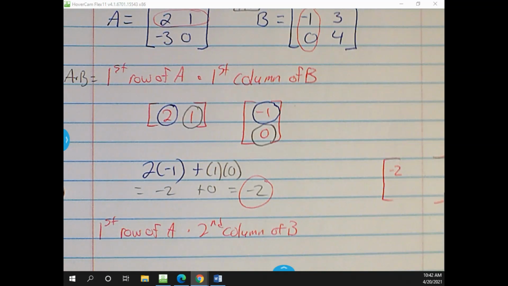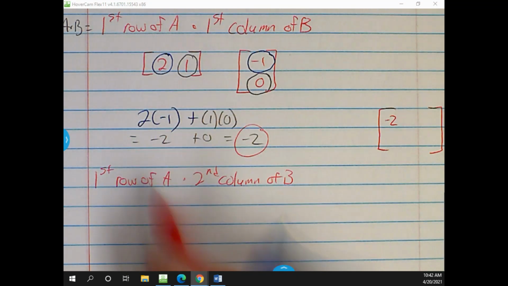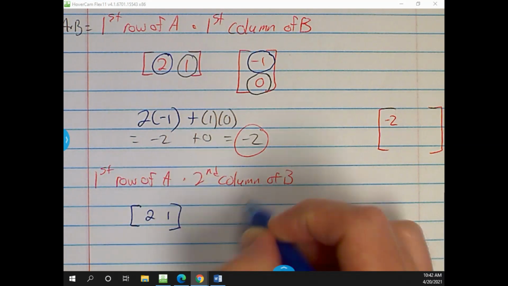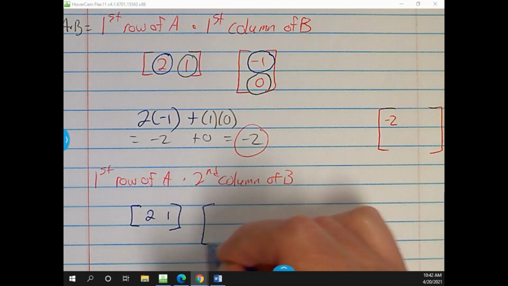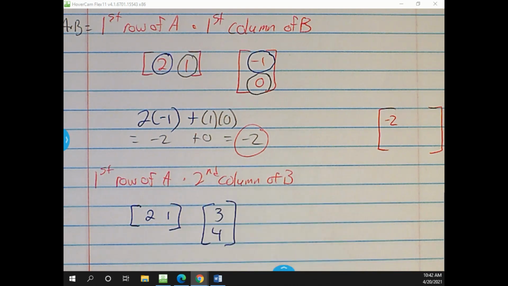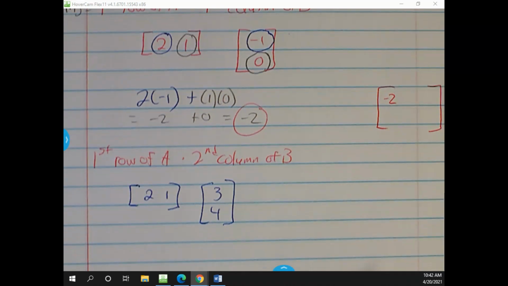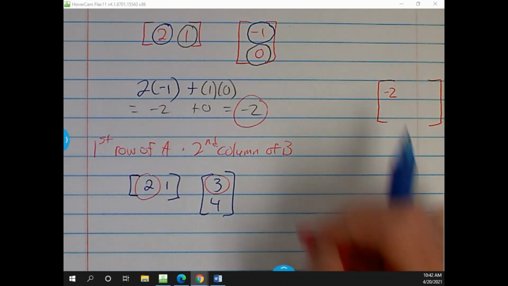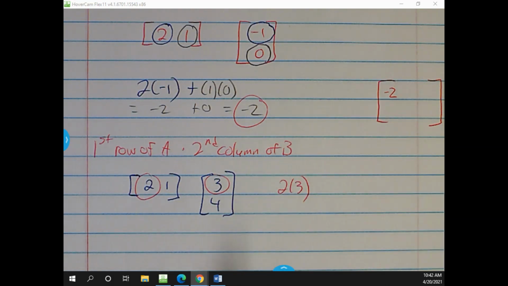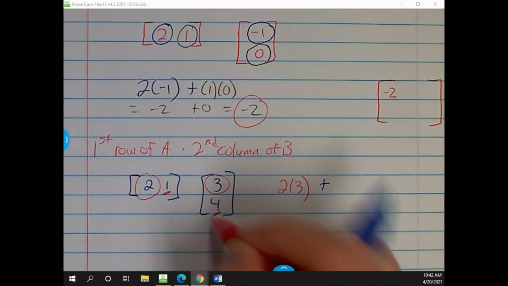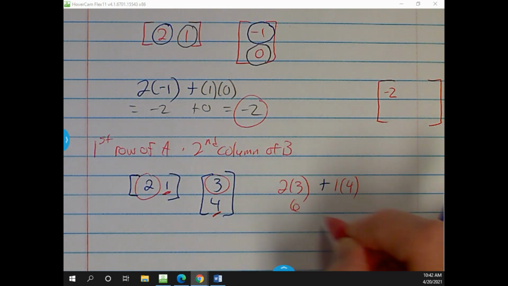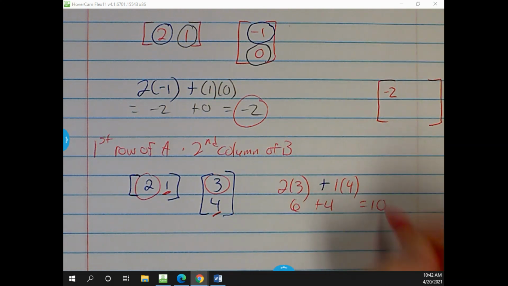All right, I'm going to pull this up so we can see it just a little bit better here. So the first row of A, well, that was 2, 1. Now we're going to the second column, which was 3, 4. Again, it's first number here times first number here, so that's 2 times 3. And then we're going to add that to second number times second number. So 6 plus 4 is 10.